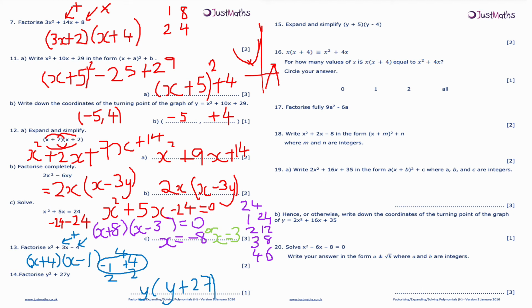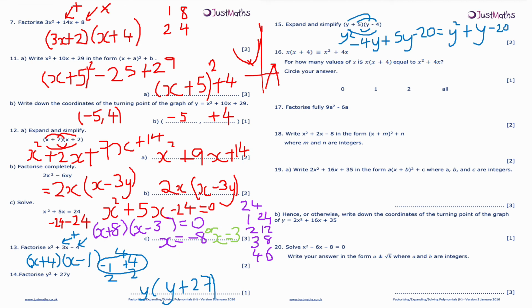This is question number 15. Expand and simplify this double bracket. So y times y is y squared. y times negative 4 is negative 4y. 5 times y is positive 5y. And then 5 times negative 4 is negative 20. So the last part is just collecting like terms. So my final answer is y squared plus y, or plus 1y, minus 20.